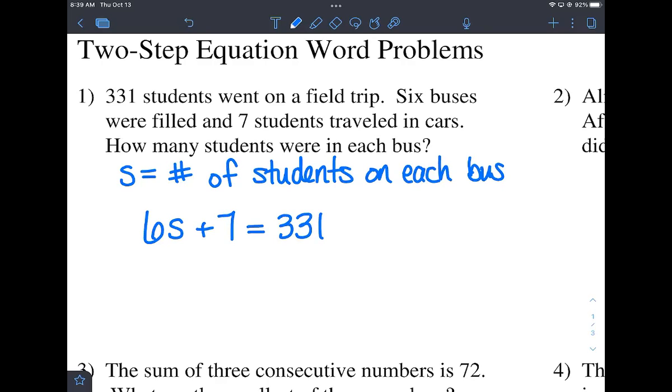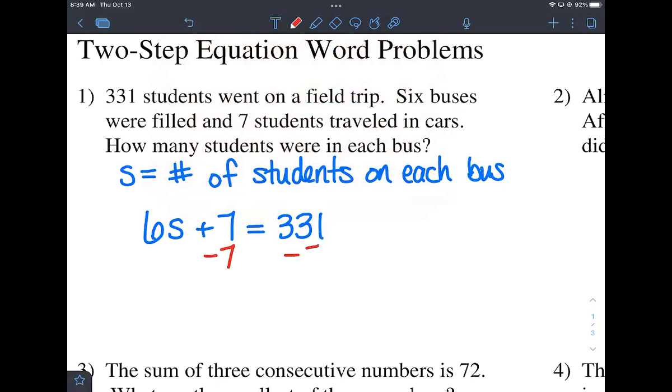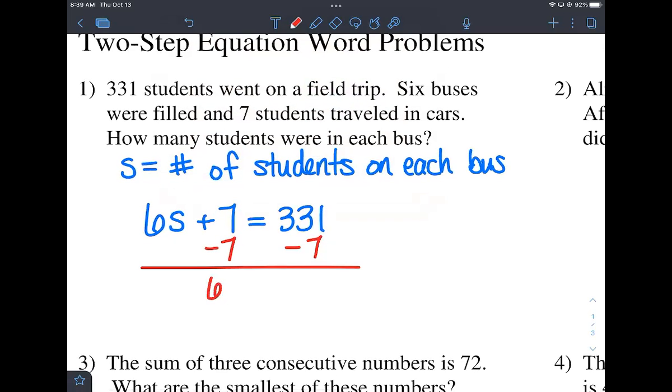What number do we want to get rid of first? Isaiah. All right, so minus 7 on both sides. Isaiah, what's 331 minus 7? 324. And by the way, if you were solving this problem without writing an equation, that's still the first thing you would do. You'd figure out how many students were on the buses. If you take away the 7 that traveled by car, that means 324 total kids traveled by bus. And there were 6 buses, so that 324 were split evenly among the 6 buses.